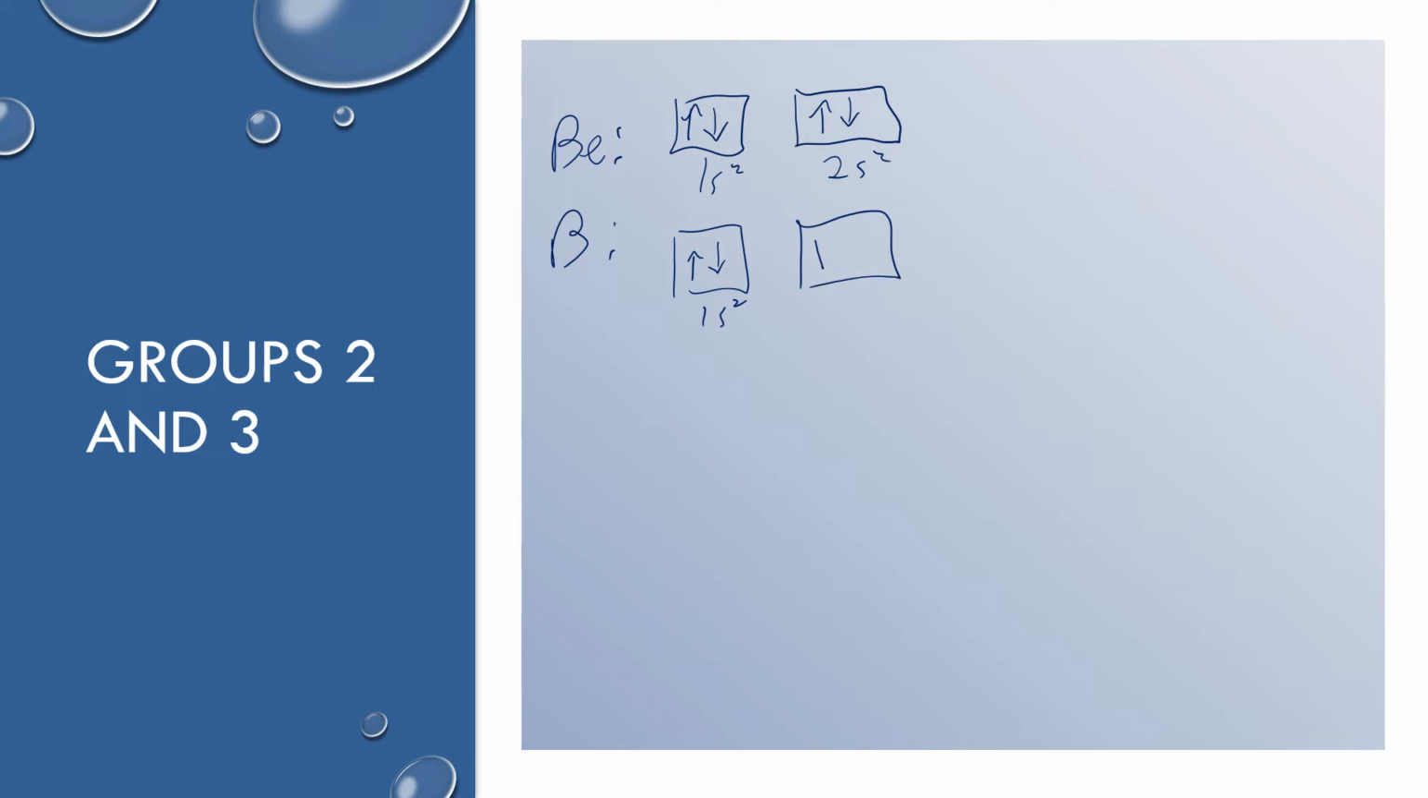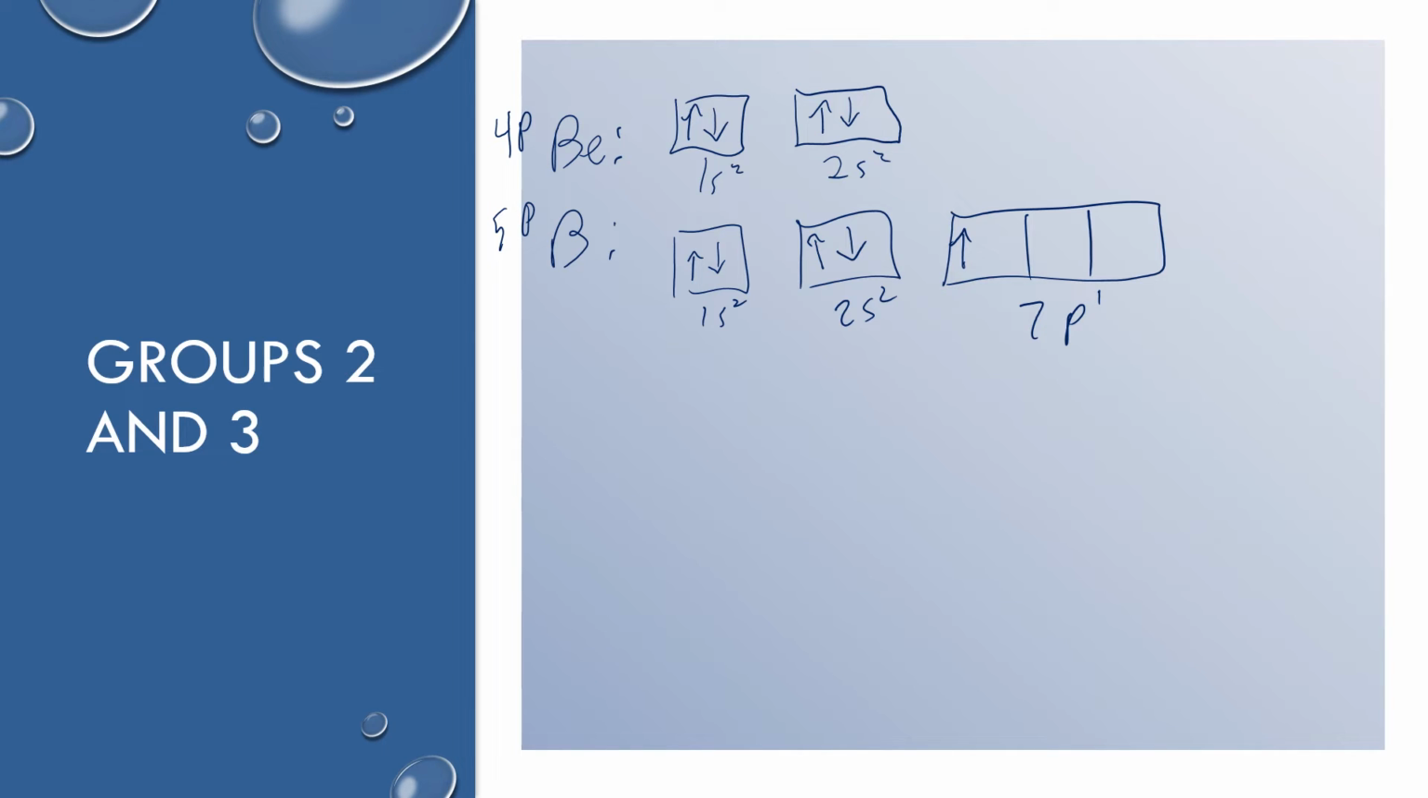So the first exception that we want to look at is the difference in ionization energy between groups 2 and 3. So let's do really quick, beryllium and boron. Beryllium's in group 2. Beryllium has 4 electrons: 1s2, 2s2. Boron has 5 electrons: 1s2, 2s2, and then 2p1. And remember, beryllium has 4 protons, boron has 5 protons.